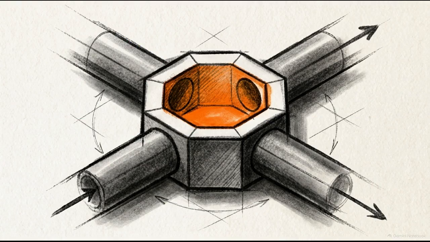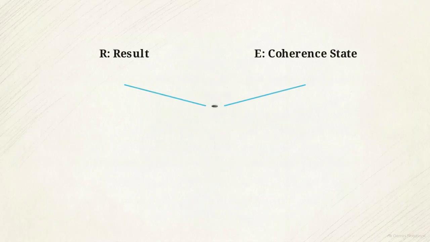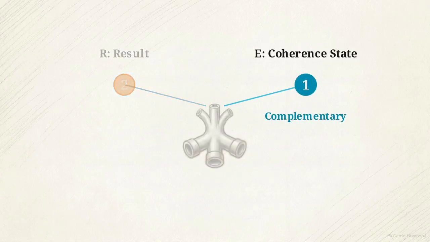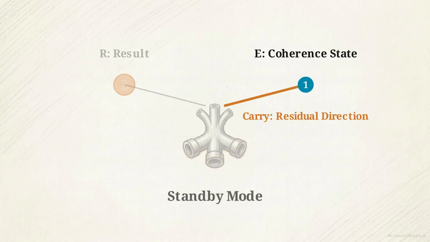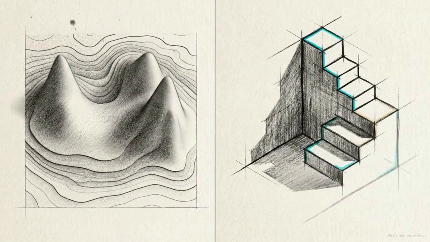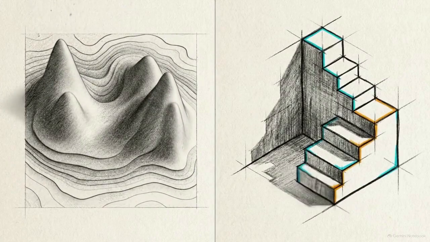If a TriGate stays in standby, it must still track the logic that originally constrained it. Aurora uses a secondary output, the coherent state, or variable E. This captures whether the relationship is direct or complementary. When the result is a 2, the E state acts as a carry, preserving the residual direction, ensuring determined information survives standby.